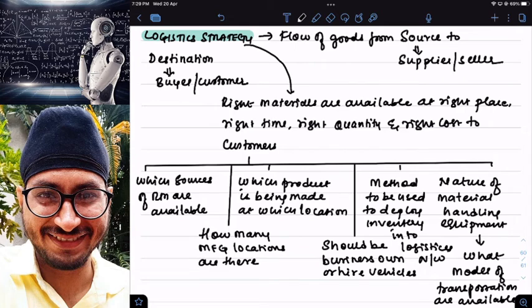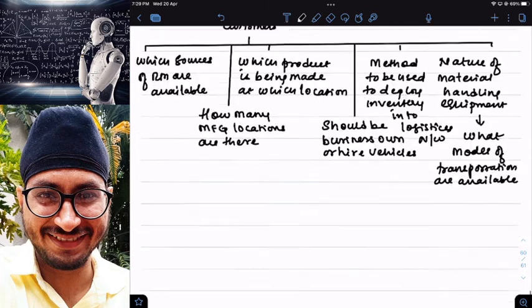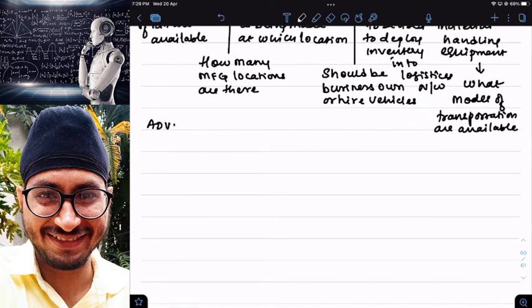Assume that everything is going on fine and my logistics is being managed in a proper way, then what are the advantages I will get? Advantage number one, cost savings. If I am able to deliver the goods to buyers on time, then I need not keep the goods inside my factory. Because of it, the cost of storage will reduce.